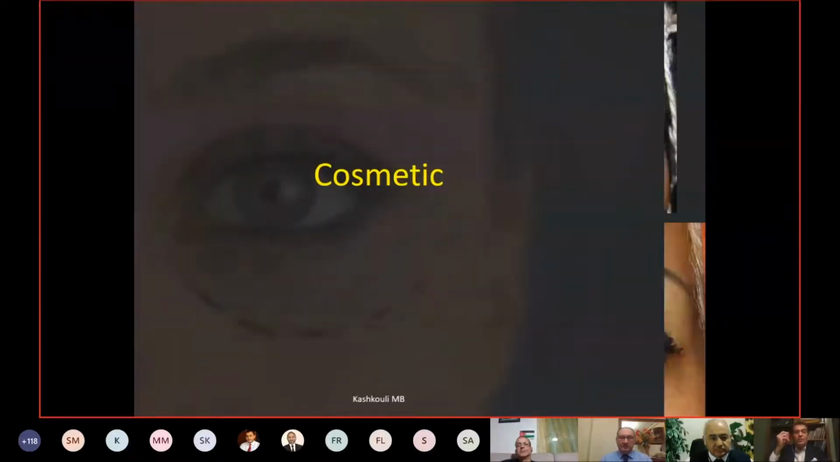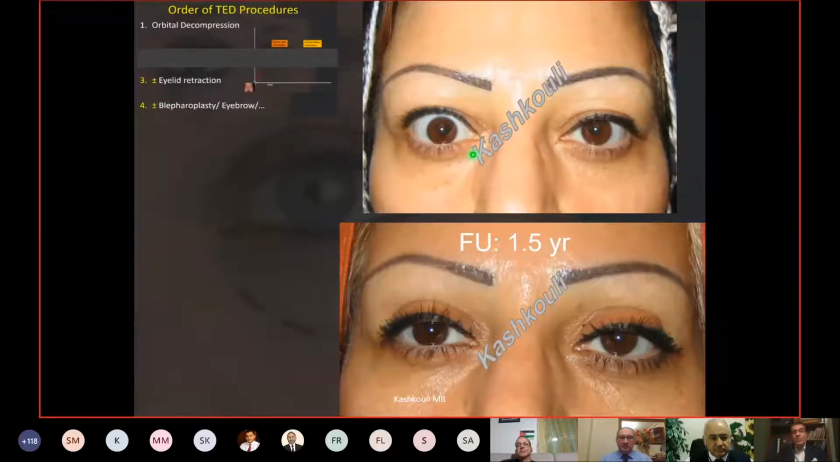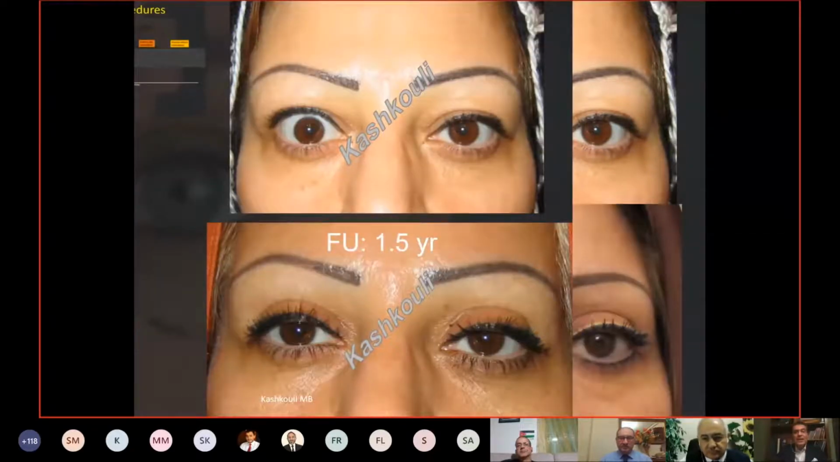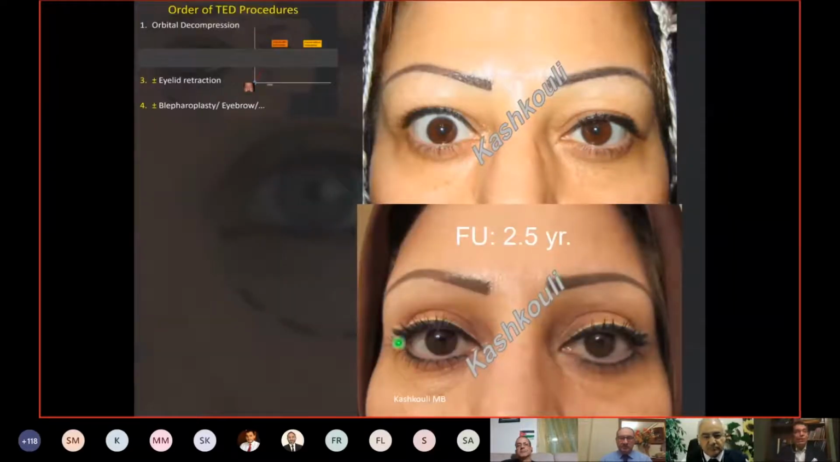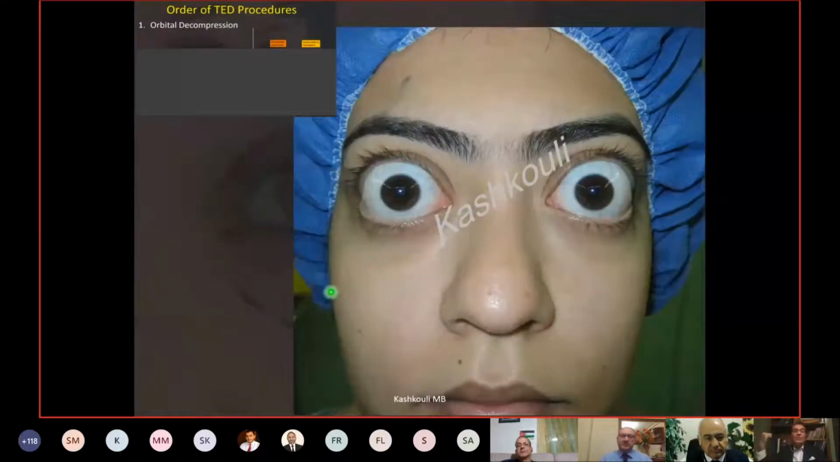How about the cosmetic ones? In cosmetic surgery, they sometimes come with this. You see that eyelid retraction. This is an almost unilateral presentation. But when you start correcting this, the other side appears. That's why be prepared for bilateral procedures, even in unilateral cases. This is 1.5 years later, and this is 2.5 years later, with a tattoo there, and the eyelid is settling down. This case is very interesting because we started doing unilateral surgery for some reasons.